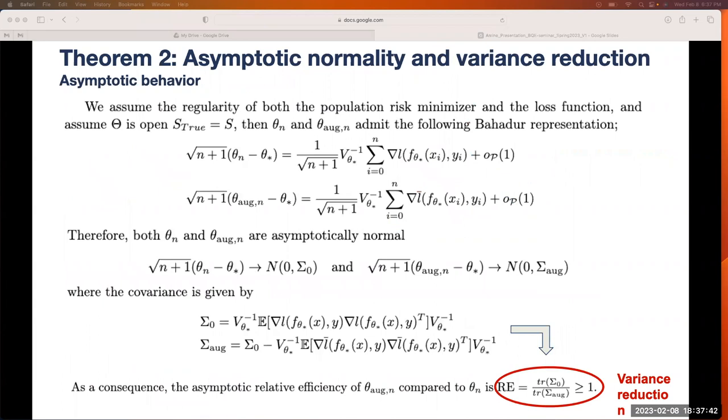The results I have shown you so far hold for something called the finite sample case. By finite sample analysis, I mean when we do training using a finite number of samples. But this theorem simply says that, using some technicalities, the same logic holds in the asymptotic regime, when we assume a very large number of samples. And the main takeaway message to keep in mind is that our augmentation technique also reduces variance in the limit where the number of samples becomes very large.